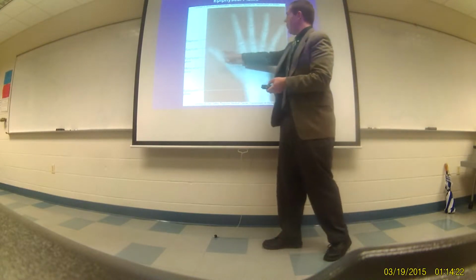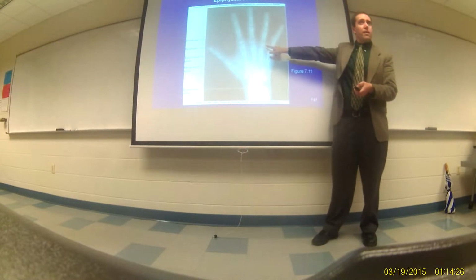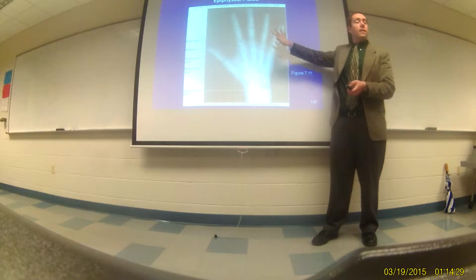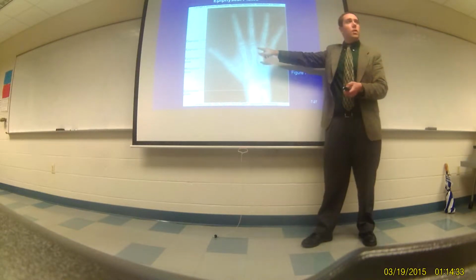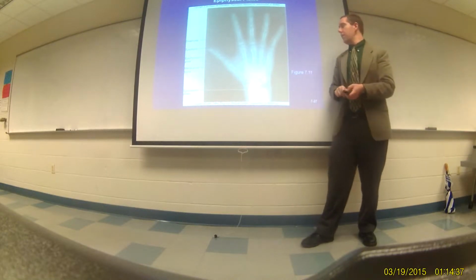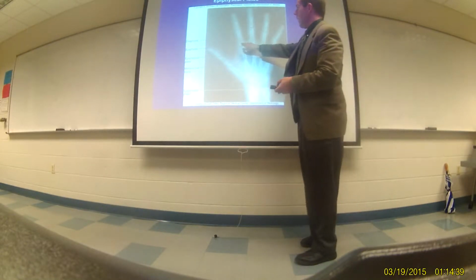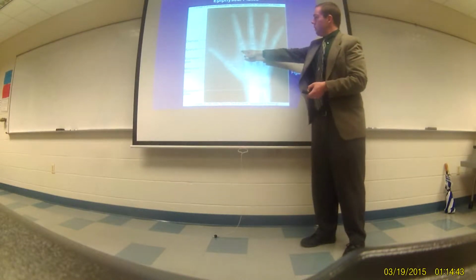But what you're really looking for is this. See how separated those are? If there was an x-ray of my hand or your hand, you would not see that. What you might see is a very, very faint line there. Okay? So this is that growth plate. By the time we get older, it goes away.